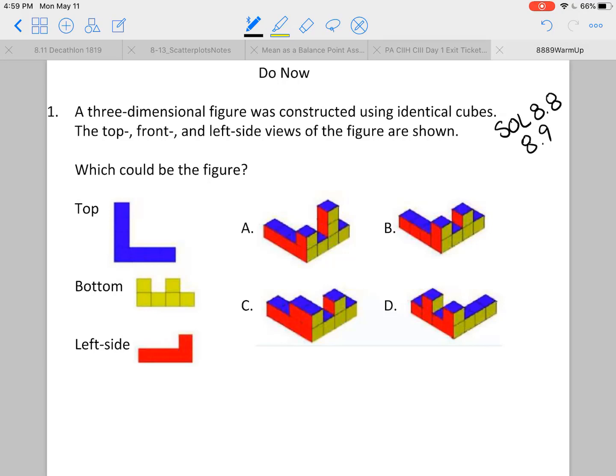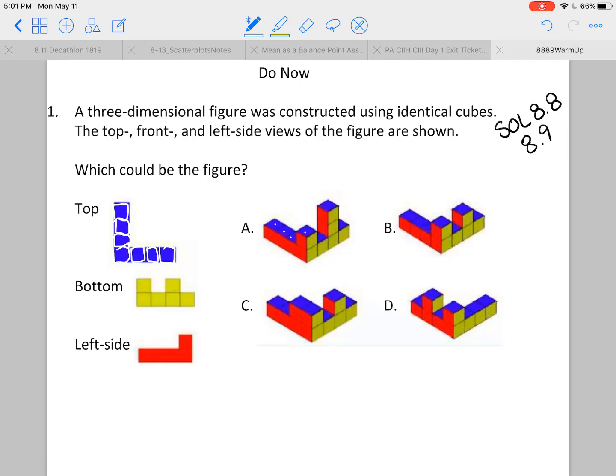Problem number 1 says a three-dimensional figure was constructed using identical cubes. The top, front, and left side views of the figure are shown. Which could be the figure? So looking at this top view, we have 1, 2, 3, 4 on one side, and 1, 2, 3, 4 on the opposite side. So whatever top view we have for our figure should have a 4x4 L shape.